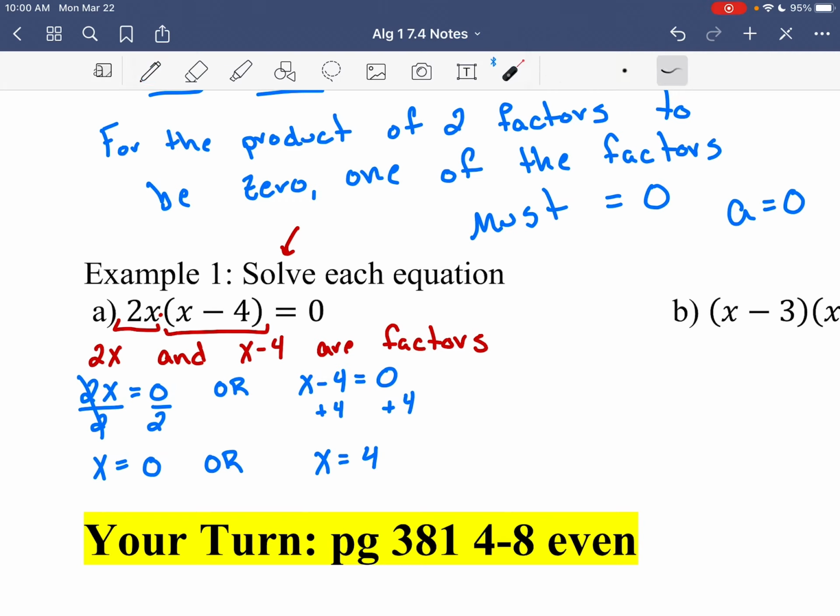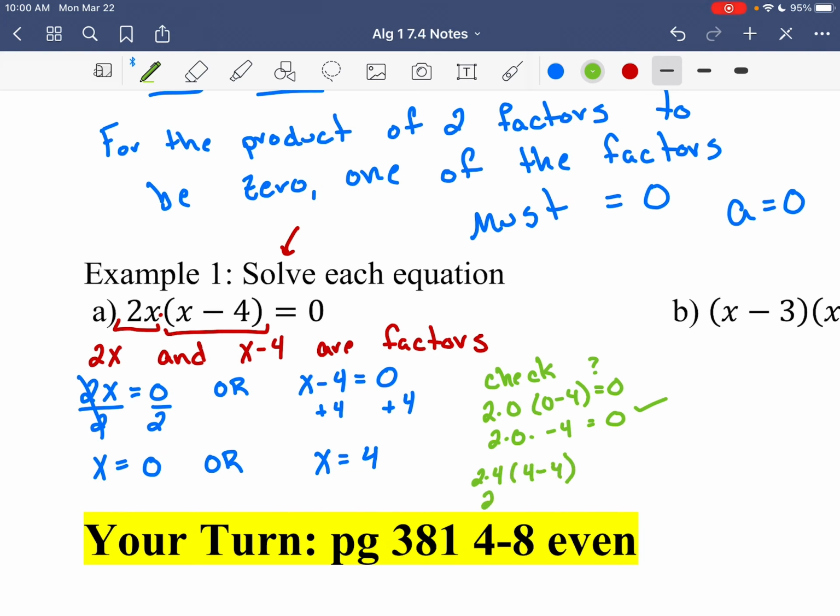And you can check them, meaning if I replace both these x's with 0. So I'm going to do a quick check over here. So 2 times 0, 0 minus 4 equals 0. Does it work? 2 times 0 times negative 4. Yep, that equals 0. That one worked. So what about the 4? 2 times 4 minus 4. 2 times 4 times 4 minus 4 is 0. 2 times 4 times 0 is 0. Yep, that one worked too.